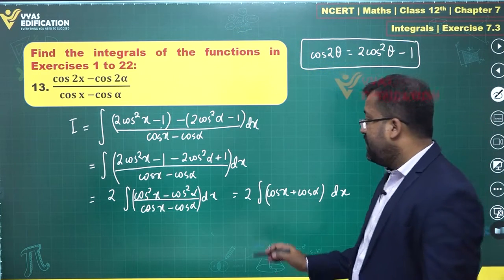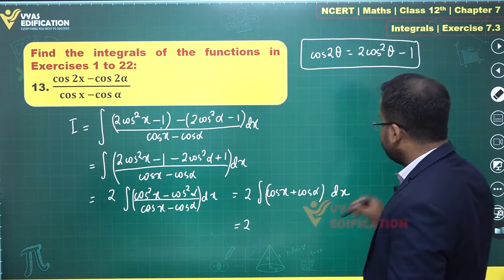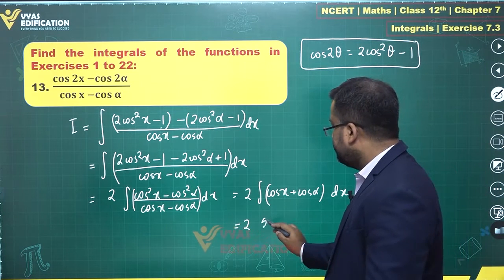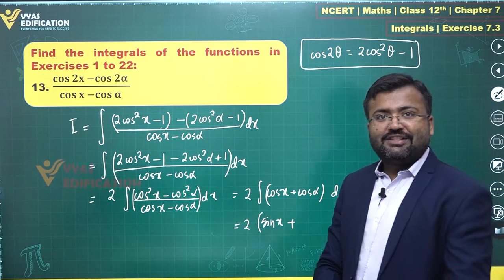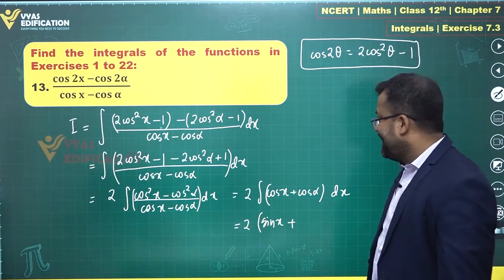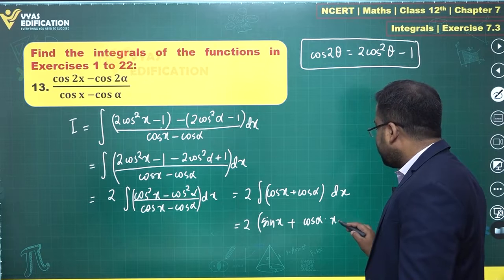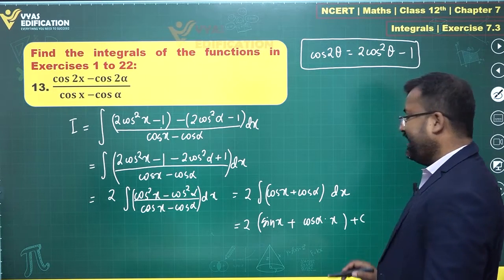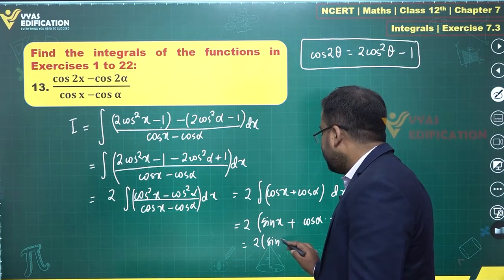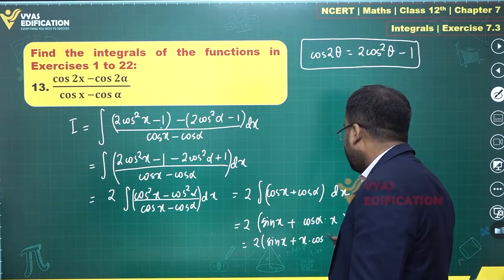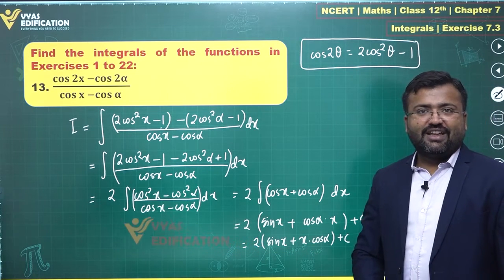Integral with respect to x. 2 is okay. Integral of cos x is simply sin x, plus integral of cos alpha. It's not sin alpha, right? Cos alpha is a constant. So this constant will remain as it is, and integral of 1 is x plus a constant of integration. Don't make a mistake over there. This is 2 times sin x plus x cos alpha plus c, and that is my answer for this question. That's the final answer.